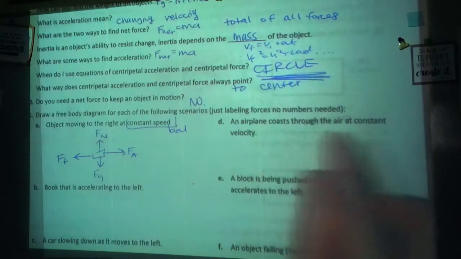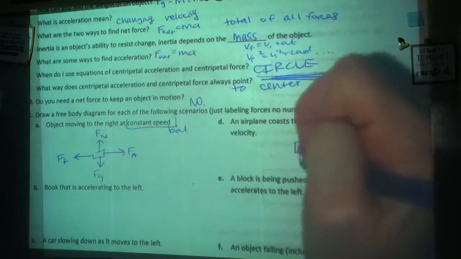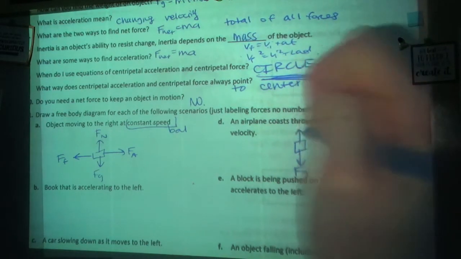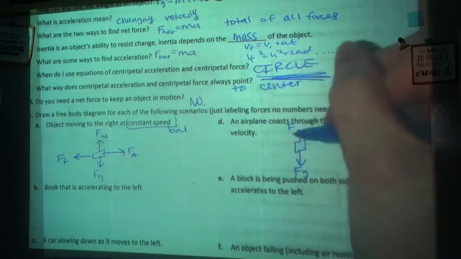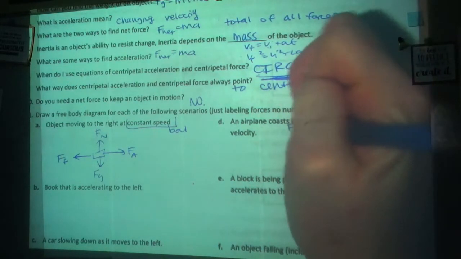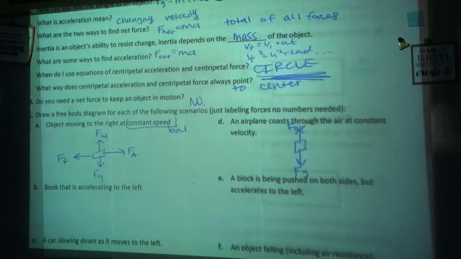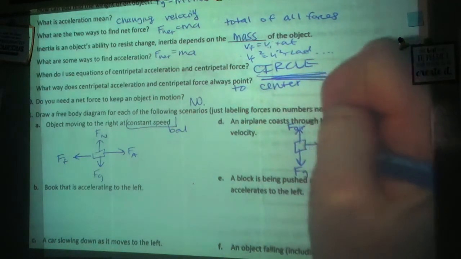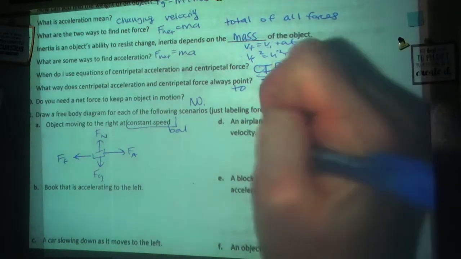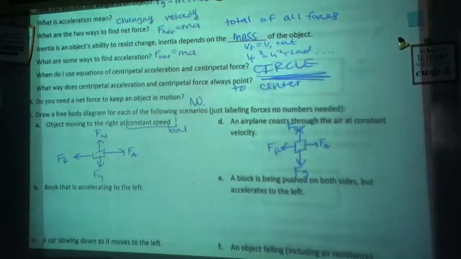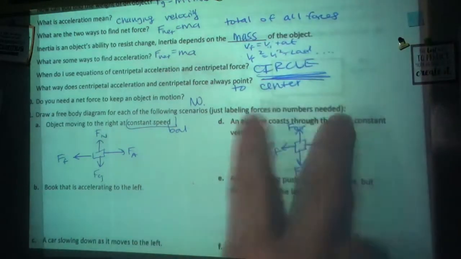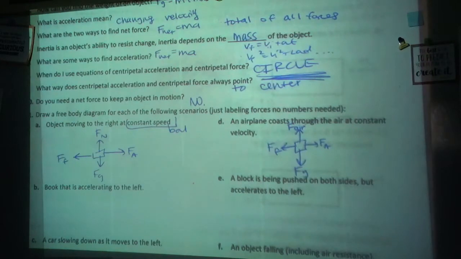Airplane goes through the air at constant velocity, so very similar. I still have gravity. This is not necessarily a normal force. You can think about it as like the force of the airplane that's lifting it up, and you could maybe keep it like that, or it probably has some applied force from the engine and then friction or air resistance that would be almost like dragging it back, and that way it would be balanced at a constant velocity.